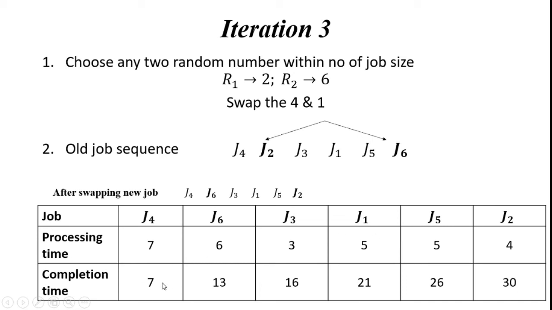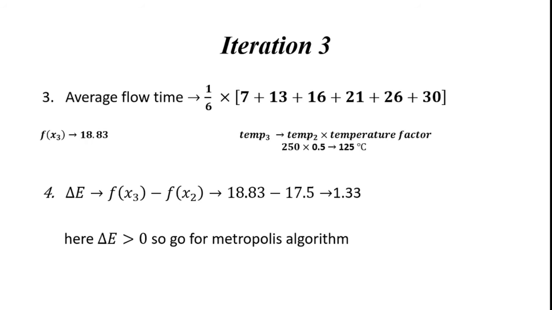For this also I can calculate the completion time. So here 7 plus 6 is equal to 13, 13 plus 3 is equal to 16, 16 plus 5 is equal to 21, 21 plus 5 is equal to 26, 26 plus 4 is equal to 30. Likewise, I got the answers from iteration 3. Now I want to check whether I finished iteration 3 at this level or not, and also find the overall function value within this iteration. How can we identify it? We should identify the average flow time with the formula of 1 by 6 into the completion time of every job.